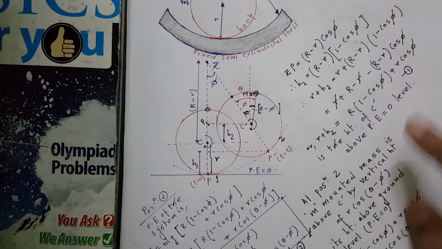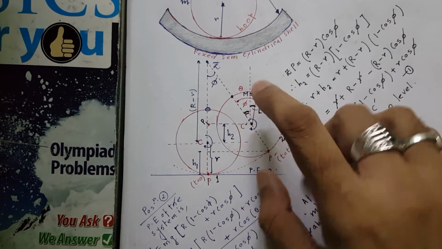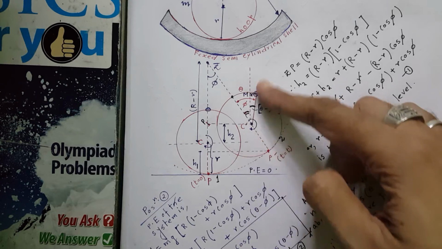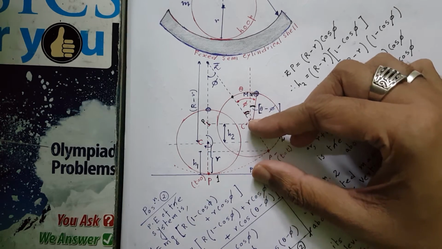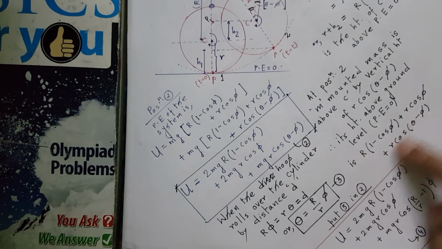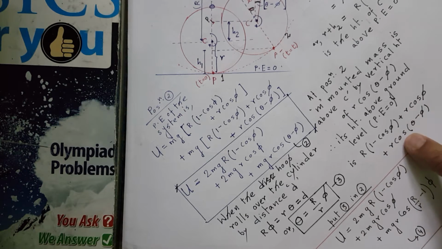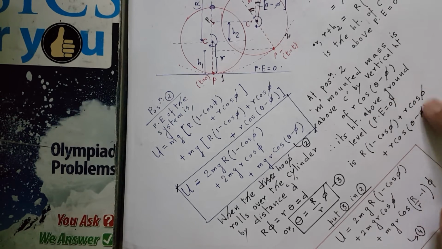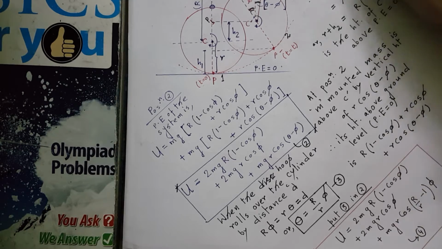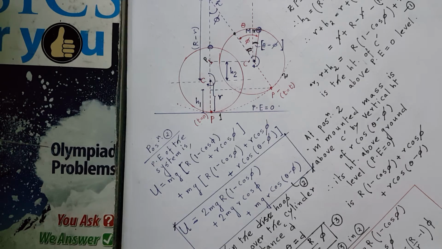We just now saw (R minus r) into (1 minus cos phi) plus small r cos phi. So the mounted mass is at what height from the ground? The height at which the center is present from the ground plus this height. So this is the height: (R minus r)(1 minus cos phi) plus r cos phi plus r cos (theta minus phi). This is the height of whom? Of the mounted mass, from the potential energy equal to 0 level.